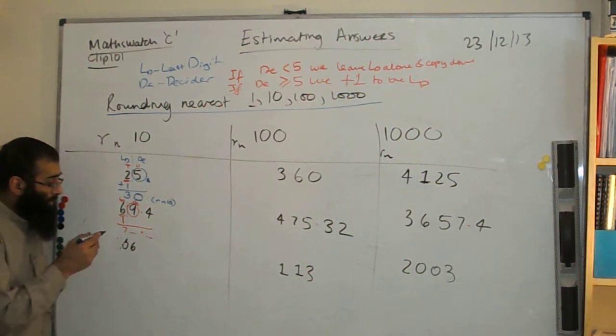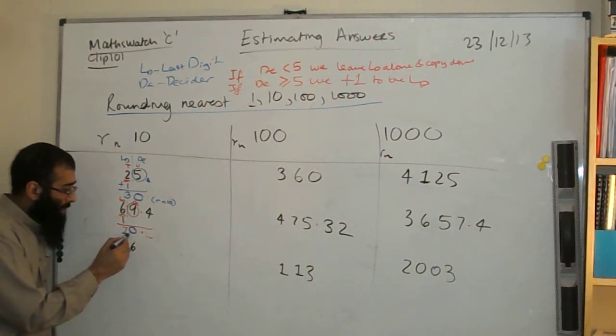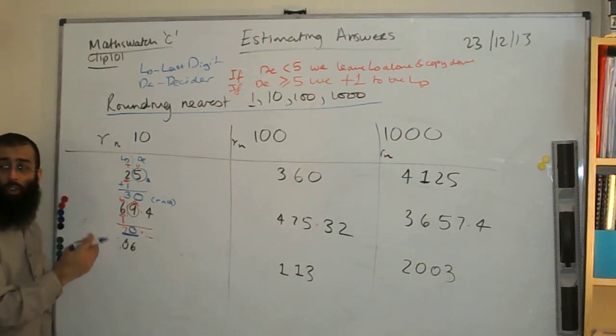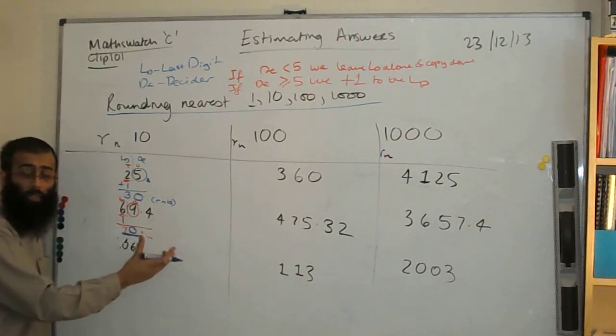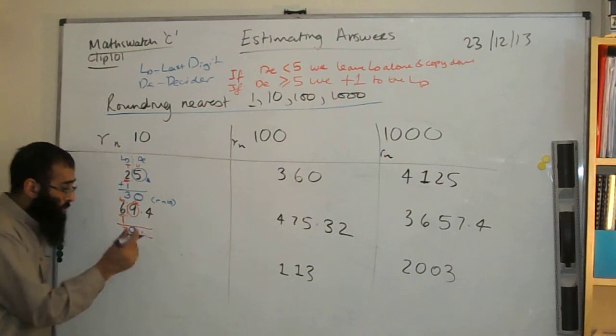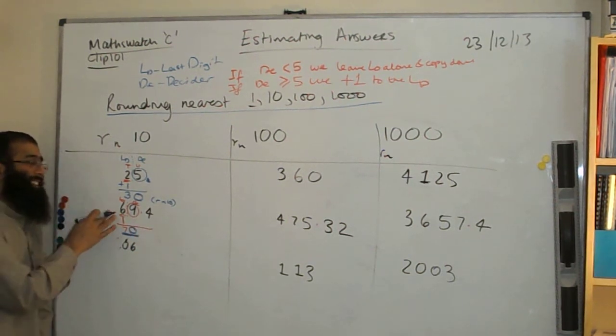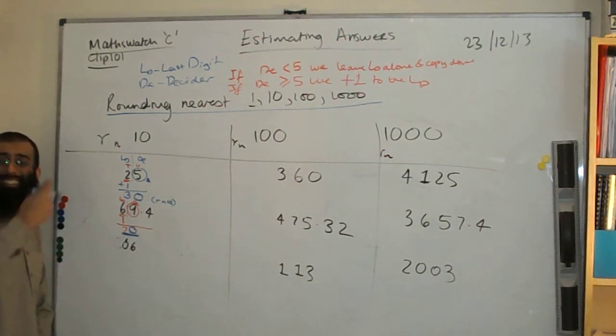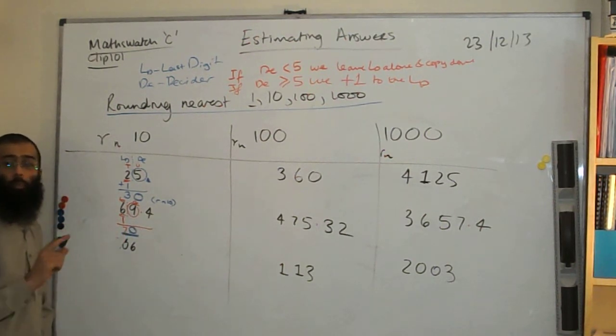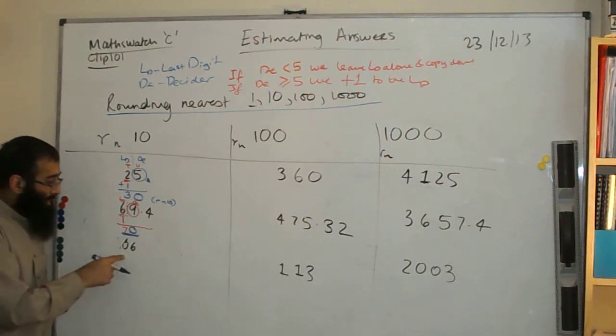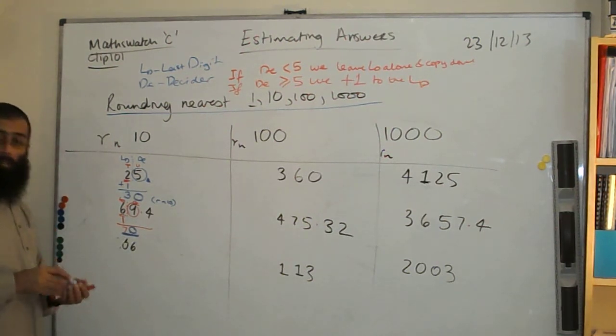How many zeros? 1, because you stop always at the decimal point. When you round it to the nearest 10, you don't go beyond the decimal point. Even though there's actually an original number there, we must stop at the decimal point, and that's it. So the number 69.4 rounded to the nearest 10 is 70, not 70.0. 70.0 would actually be incorrect. That would be wrong.